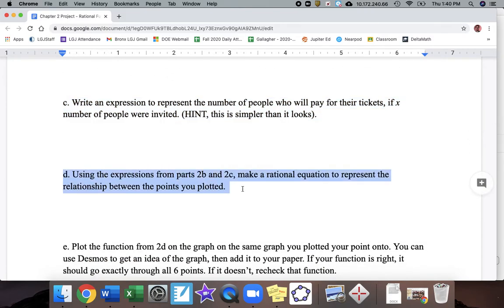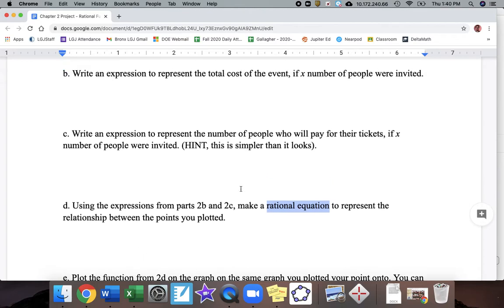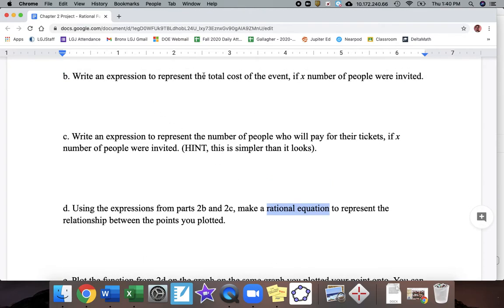Then, using the two expressions you just made, you're going to make a rational equation to represent the relationship between the points you plotted. And all that's going to be is stuff you've actually already done. We have the total cost divided by the number of people who pay for their tickets.